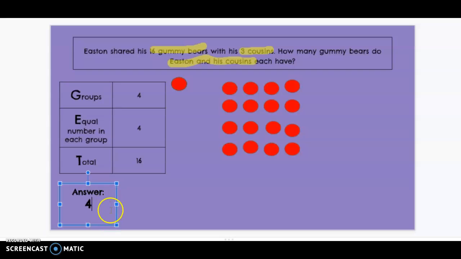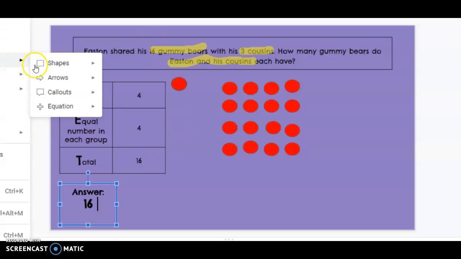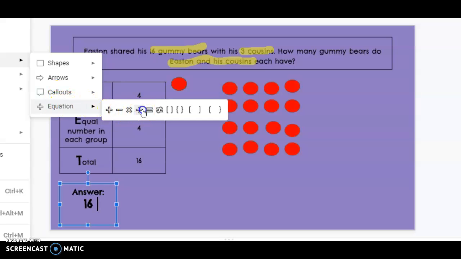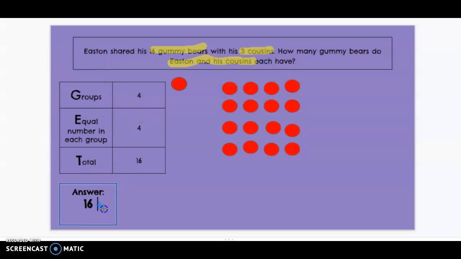And I would like you to also include the division problem, and you can type that in your answers. So 16 divided by, and you don't have a division sign on here, so you can insert it with your shape. And we talked about this earlier this week. 16 divided by 4 equals 4.